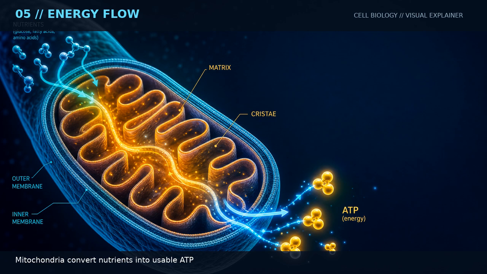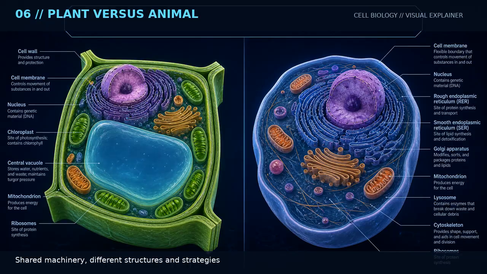Step 5. Mitochondria. These organelles help convert energy from nutrients into ATP, a molecule cells can use to power transport, movement, repair, and synthesis. Their folded inner membranes create more working surface for energy-producing reactions. Mitochondria are often called the cell's powerhouses, but the important idea is not the nickname, it is the flow of usable energy.